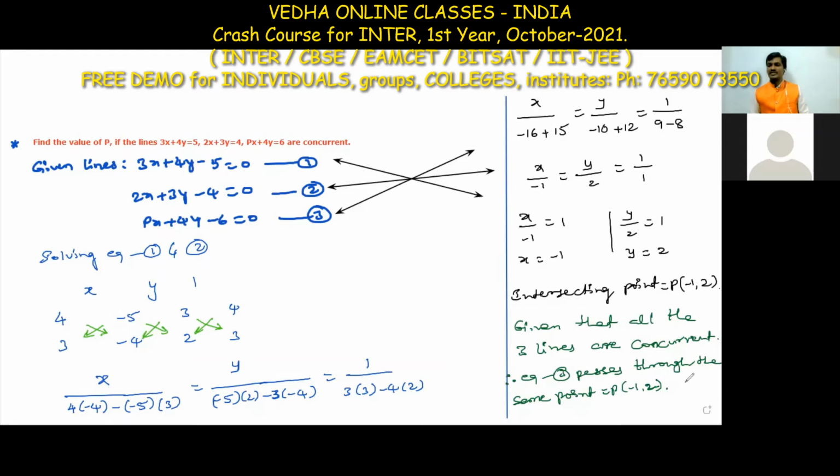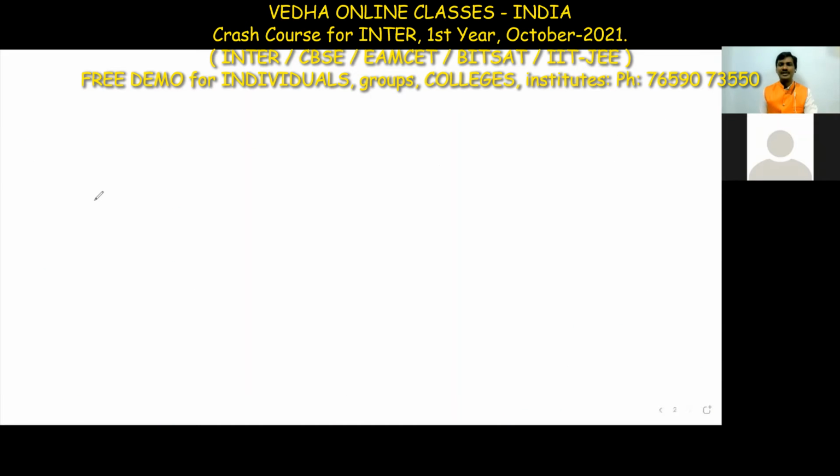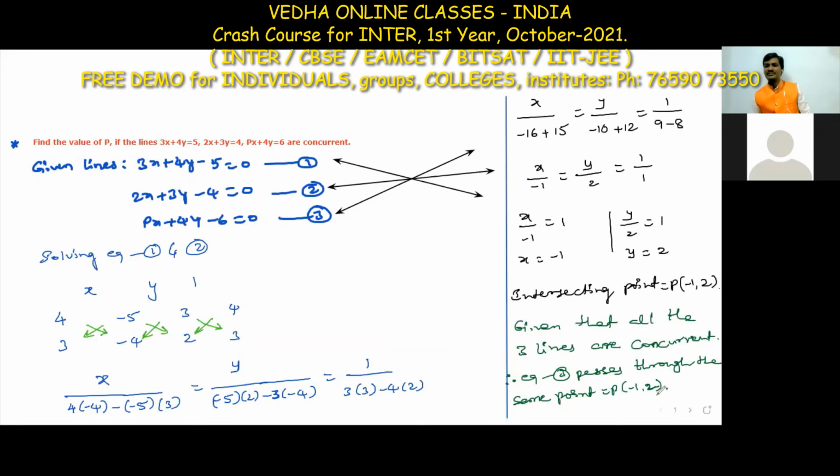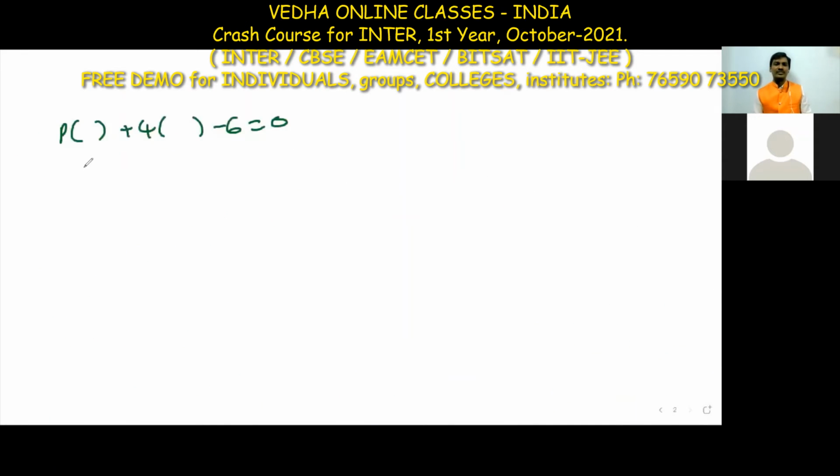So what is our equation here? Px plus 4y minus 6 is equal to 0. What are x and y? Substitute the values of x and y. Just now we got the values of x and y, that is minus 1 comma 2. So minus 1 is the x value and 2 is the y value.